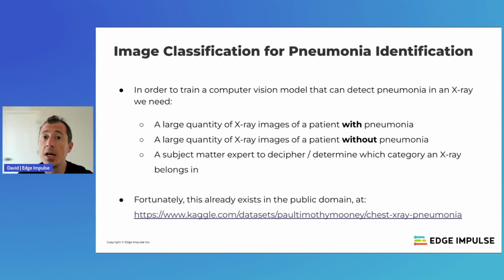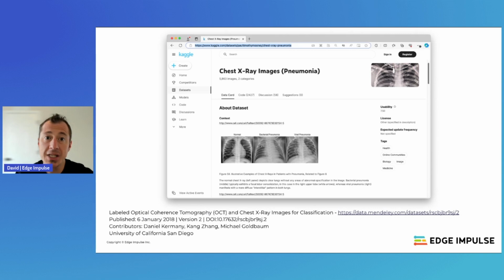Fortunately, though, this does already exist and was made public as part of a research paper written a few years ago by doctors at UCSD. This link shown here contains nearly 6,000 professionally captured and sorted X-rays made available as a zip file to download on Kaggle. So that's exactly what we'll do, is download it.